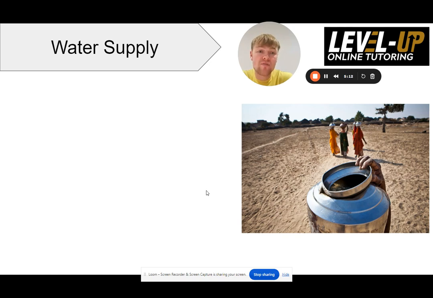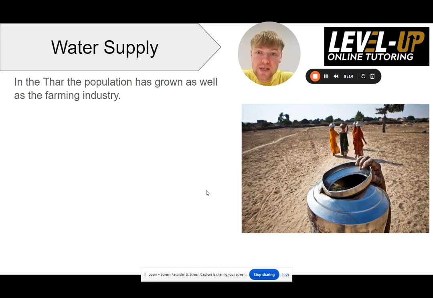rates, low levels of precipitation. So Thar Desert, the population is growing as well as the farming industry. So two things. We know that the Thar Desert is the world's most densely populated desert. We know, therefore, that there are going to be high levels of natural increase. There's also going to be an influx of people moving into the desert because people are already living there. So they're hearing about how good or how progressive life is within that desert region and then moving into that area.